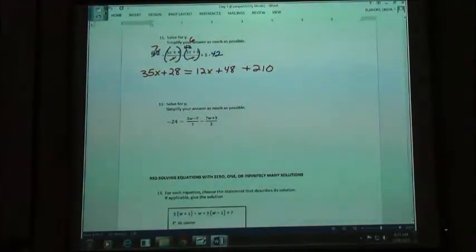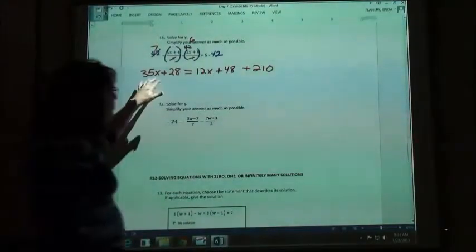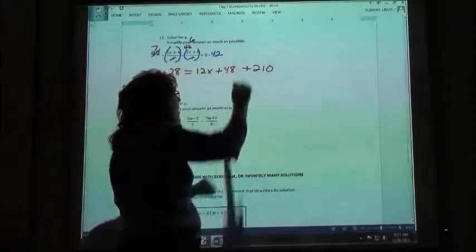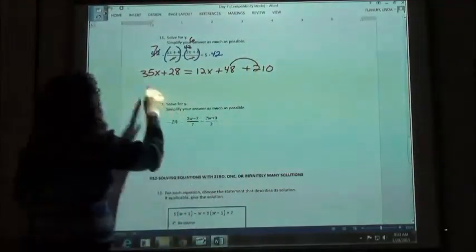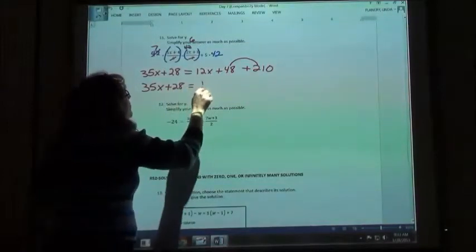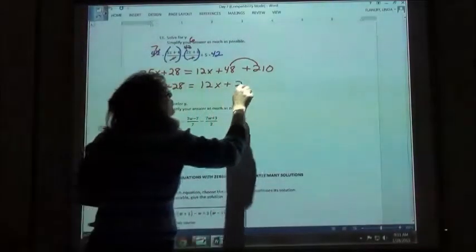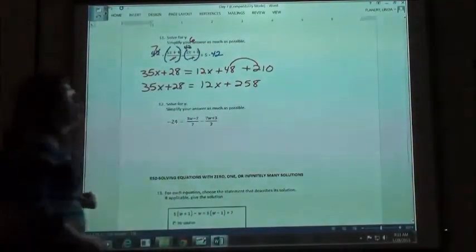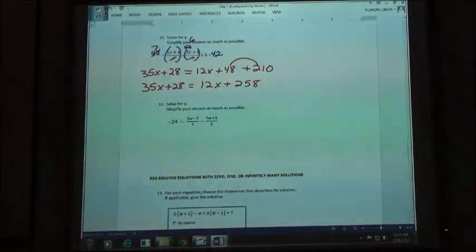Notice I didn't rearrange the problem at all. I just left it in the order it was. Here I only have 2 terms, but here I have 3 terms, so I can go ahead and put my numbers together. So 35x plus 28 is going to equal 12x plus 258 when I add my 48 and my 210.